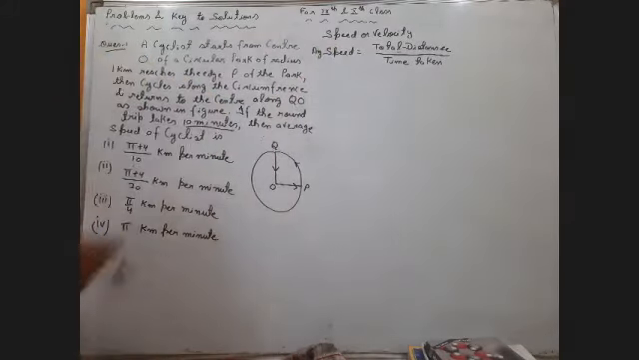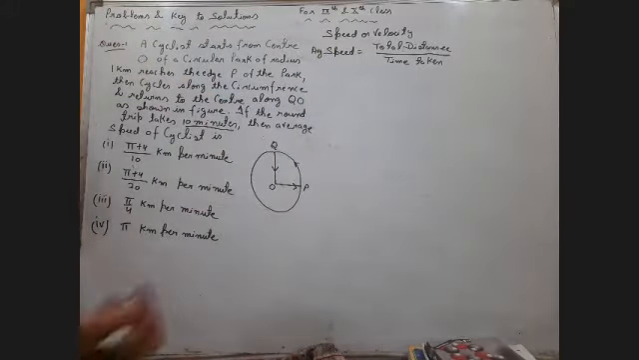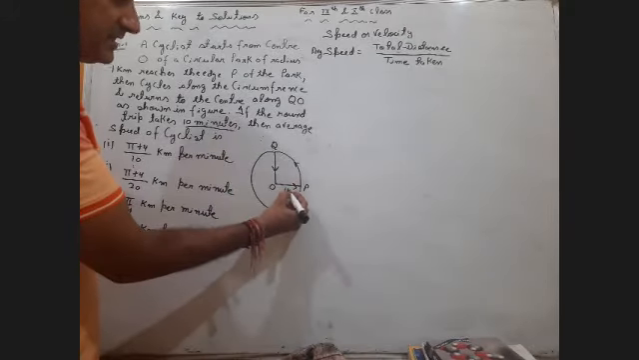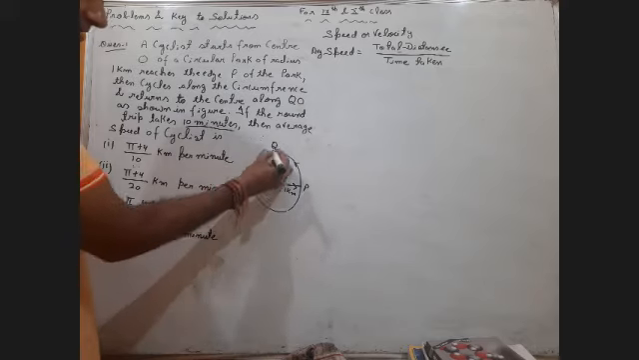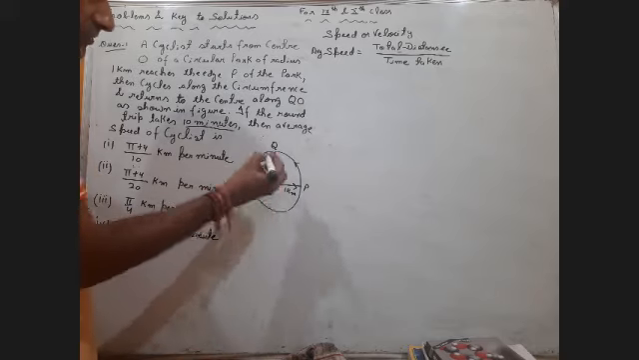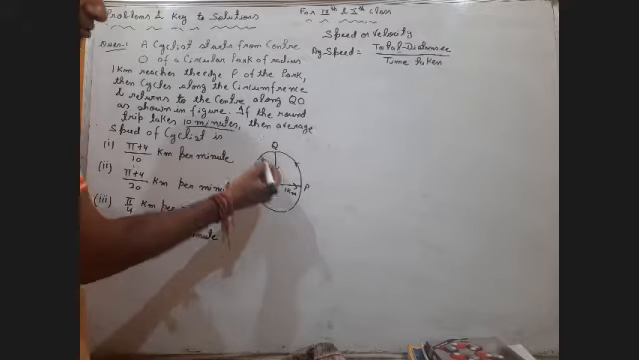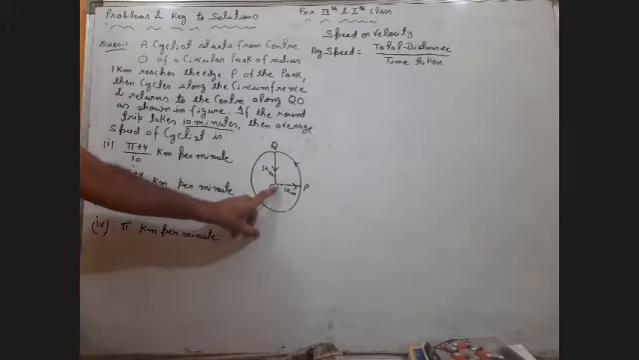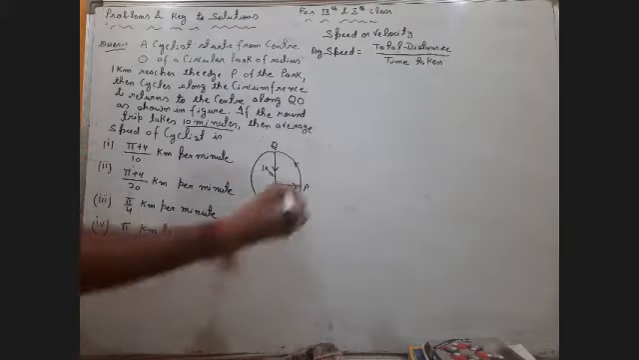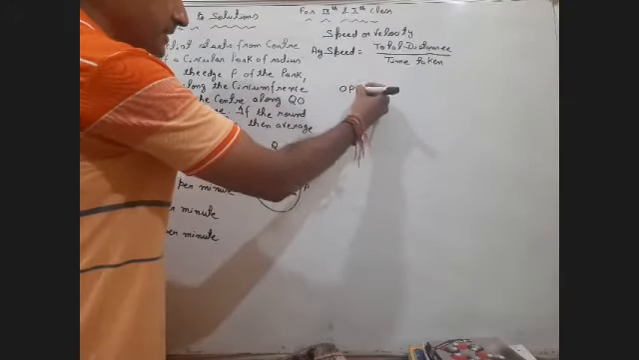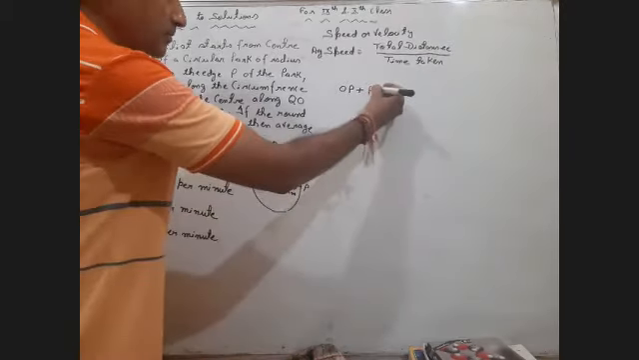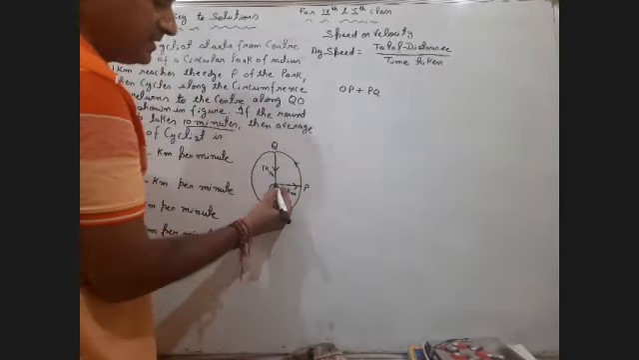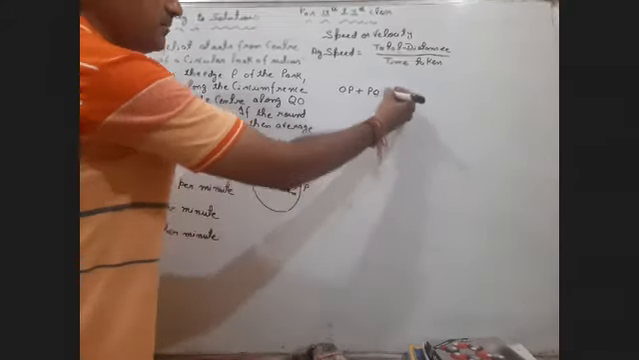To calculate the average speed, the cyclist is here and this radius is 1 kilometer. The radius of a circle is uniform, so this particular part is also 1 kilometer. So OP is 1 kilometer and QO is 1 kilometer. The cyclist starts from the center, so the total distance is OP, plus then it has to travel PQ, and then again it will come to the starting point, plus QO.